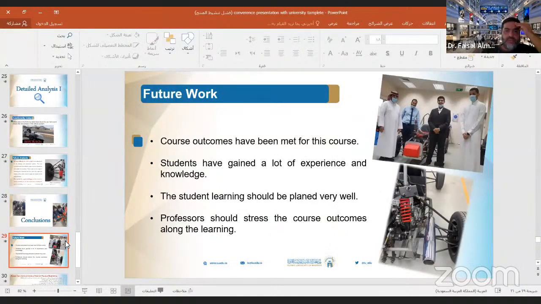Usually, we stick to the course outcome, which is that we have met this course outcome, and beyond that too, a student has gained a lot of experience and knowledge. Also, the student learning should be planned very well. Outcomes should be achieved on the floor, because in many places we have outcomes, but some of the outcomes are not achieved, because the student really has to master this talent that he gained.